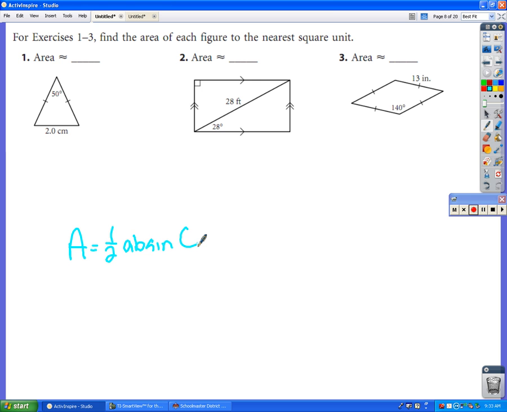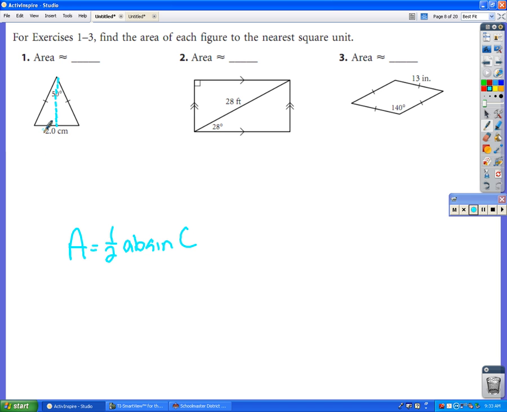Never mind. And then remember that for this, the angle has to be in between the two sides, okay? So let's take a look at this right here. Any ideas? Cut it in half, yeah, it's an isosceles triangle, so we can cut it in half.